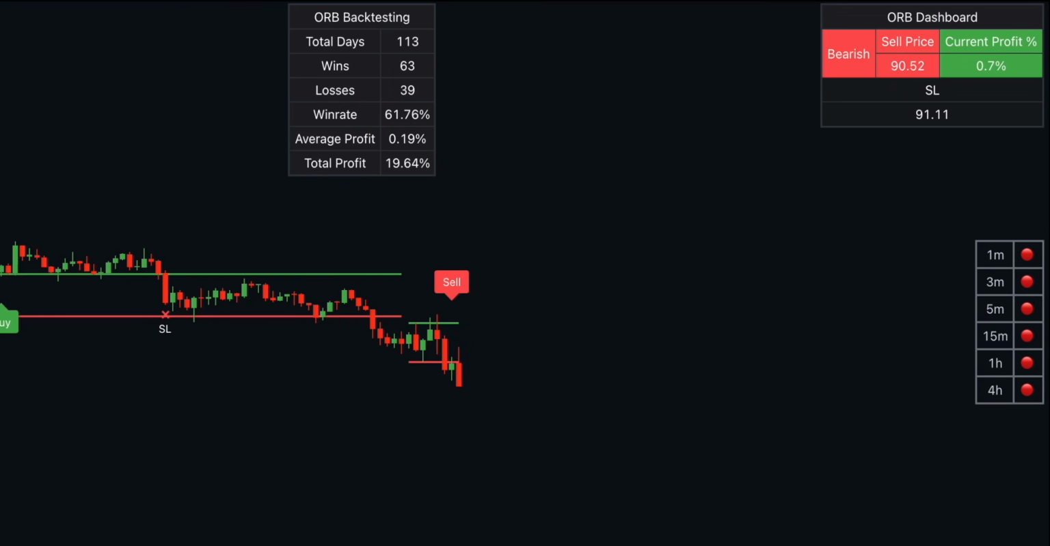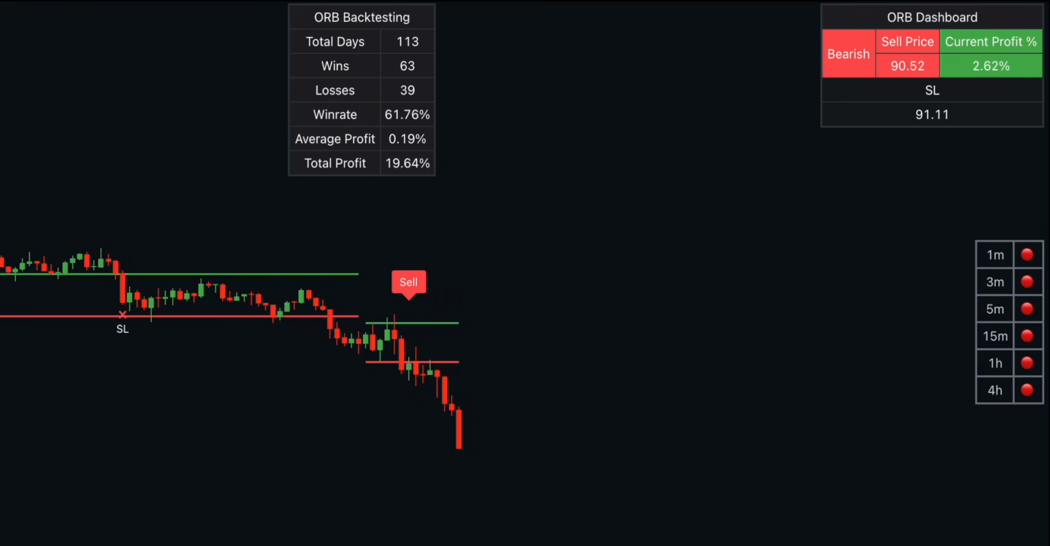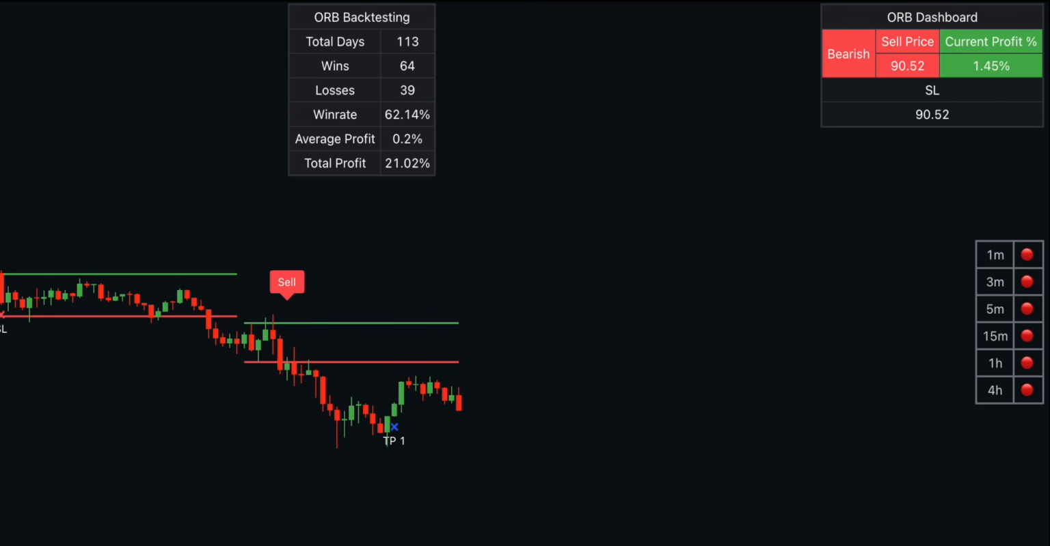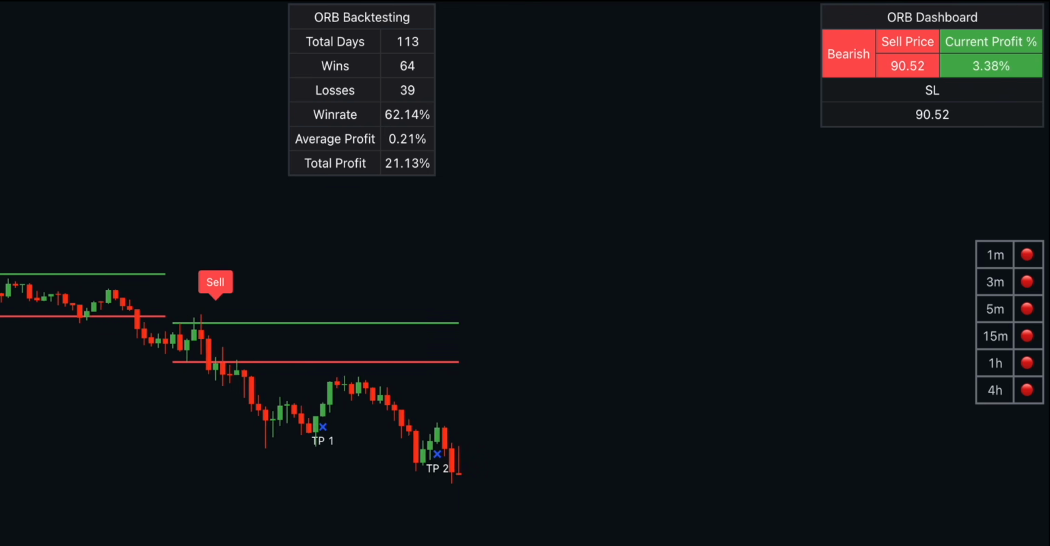These indicators were examined based on factors such as accuracy, reliability, ease of use, and their ability to provide valuable insights into market trends and price movements. Interested in finding out which indicator ranks first? Stay tuned as I unveil these magical tools one by one. Trust me, you won't want to miss this.